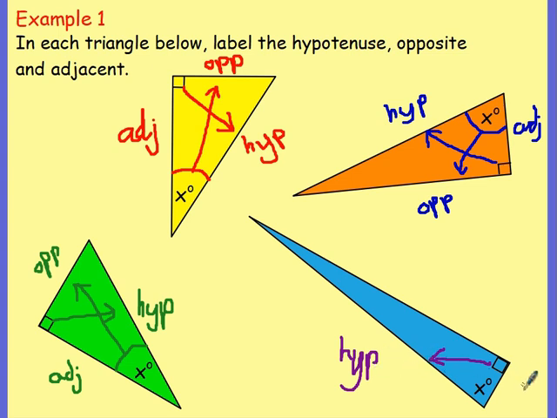Which one is the opposite? Is it this tiny little one or the long one here? Which one would it be? Oh, it's opposite x, so it has to be that long one. Very well done. Yes, that is the opposite. It is opposite our angle.